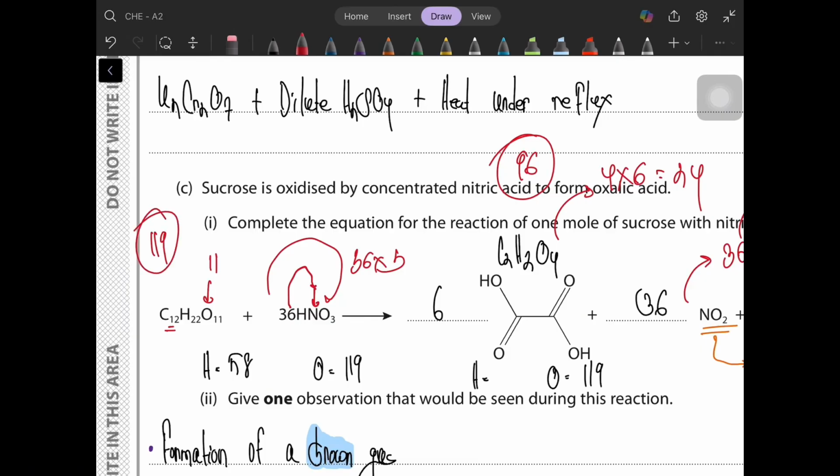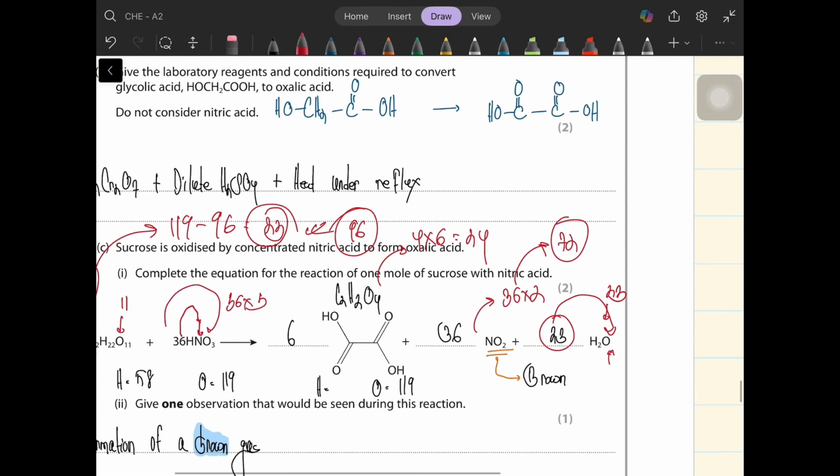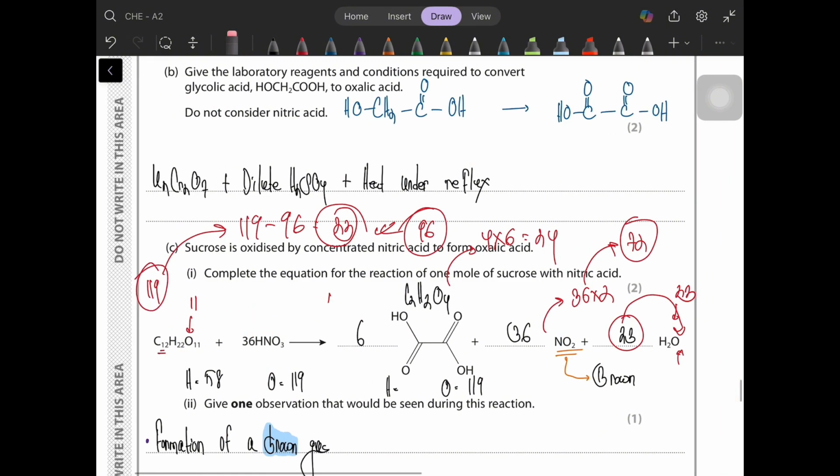We have a total of 119 oxygen, but on this side of the equation we have 96 oxygen already, right? So let's just see how many more oxygen we need. 119 minus 96, so we need a surplus of 23 oxygen, right? So we have one oxygen over here, we are gonna add 23, so this thing multiplied by 23 gives us 23 oxygen. So this is how you find out the balanced equation of this kind of questions.